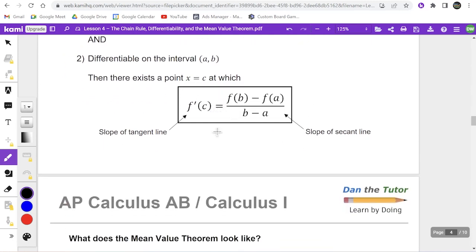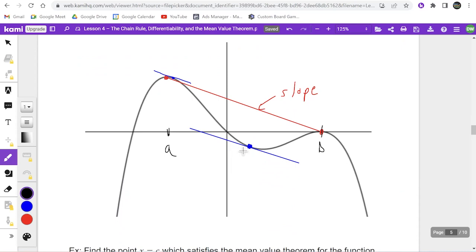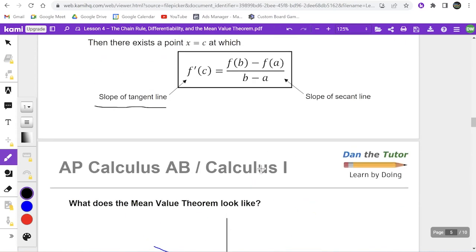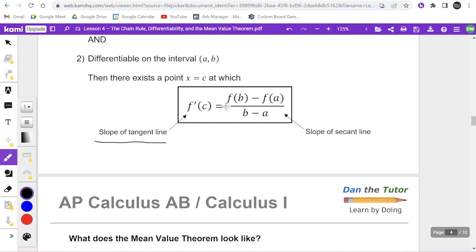Okay? What this is saying is the slope of the tangent line. Remember, a tangent line is the blue lines right here. It's where it's just barely kissing the graph, just like that. That's what a tangent line is. You're going to take the derivative, because that's what f prime of c is. Don't worry about the c, I'll explain it later. And then I say here the slope of a secant line.